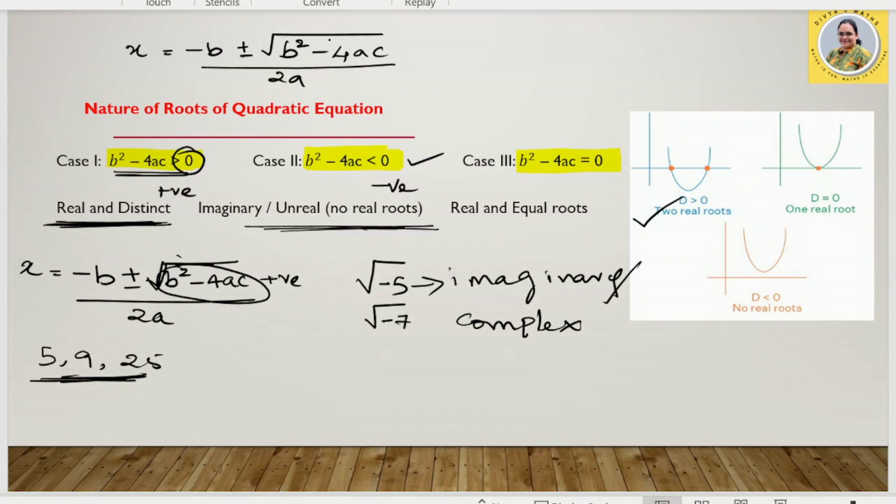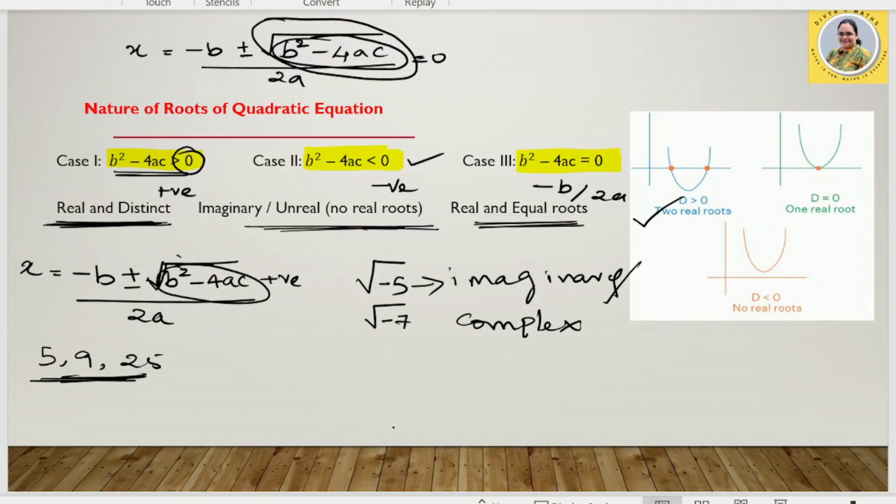Now see here, if b square minus 4ac is equal to 0, the whole term will be equal to 0. Right? So you will have only minus b by 2a. So they are real and they are equal roots. So in such cases, you will get real and equal roots.